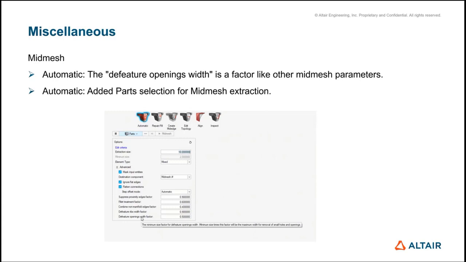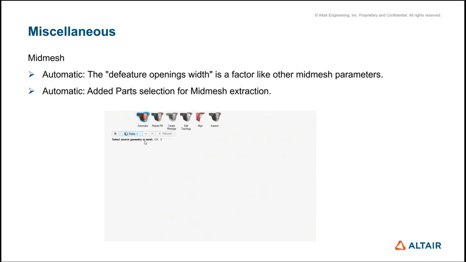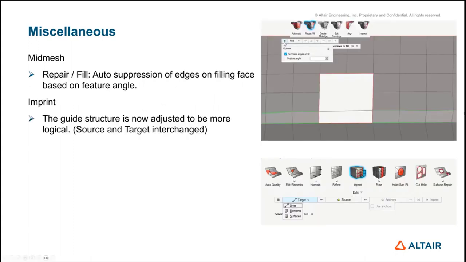Historically, the defeature openings used to be a fixed value. It's now a parameter, so it matches the rest of them. We've added parts as a direct selector for mid-mesh.